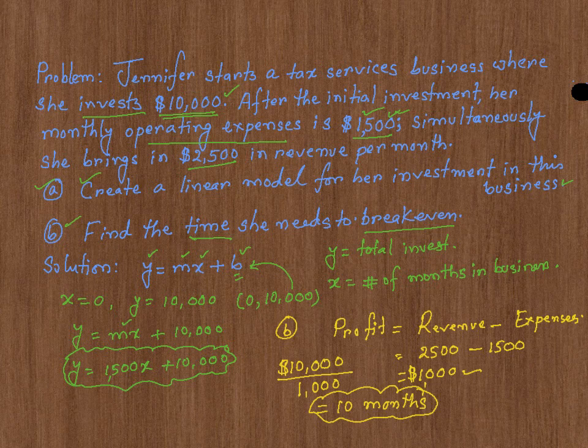This is a very simple but very useful application of linear equations in slope-intercept form. And as you can see, there are small businesses popping up all around you. All the businesses actually go through this process: initial investment, then operating expenses, and then bringing in revenue. So this is a great example.